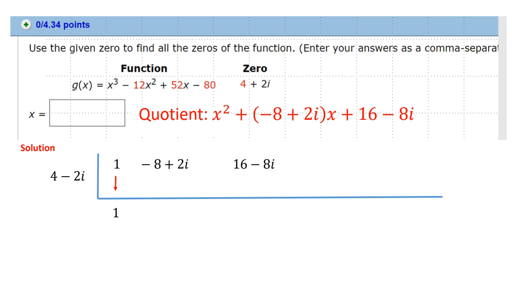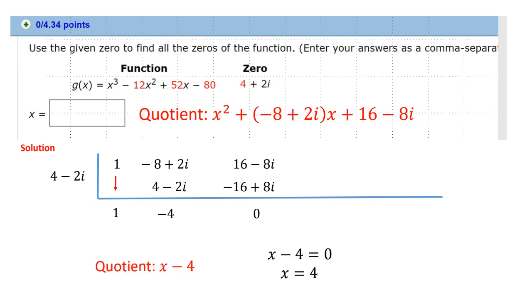So again, I'm going to go through this kind of quickly because this is just review now. And when I do this, I get a remainder of 0. So now my quotient is just x minus 4. So I can find the remaining zeros just by setting this equal to 0. So I know that x minus 4 is going to give me a 0 at 4. So now I have my answers. My zeros are at 0, sorry, at 4. This should be 4, not 0. At 4, and we have a 4 plus 2i and a 4 minus 2i.